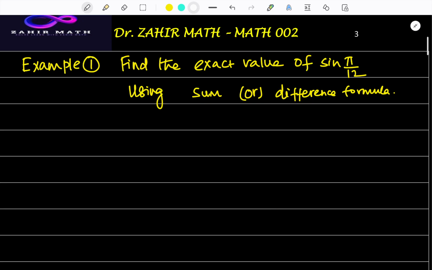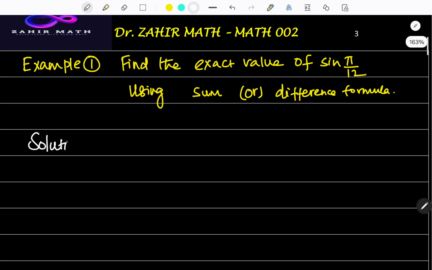Find the exact value of sine pi by 12 using sum or difference formula. What is the first question? Find the exact value of sine pi by 12, right? Is it in degree mode or radian mode? There is a pi, so definitely this is radian.